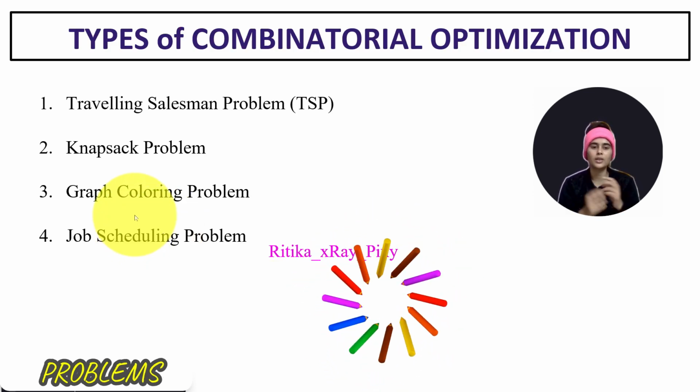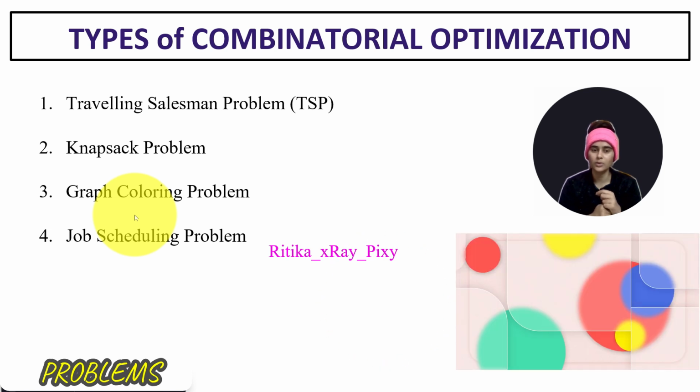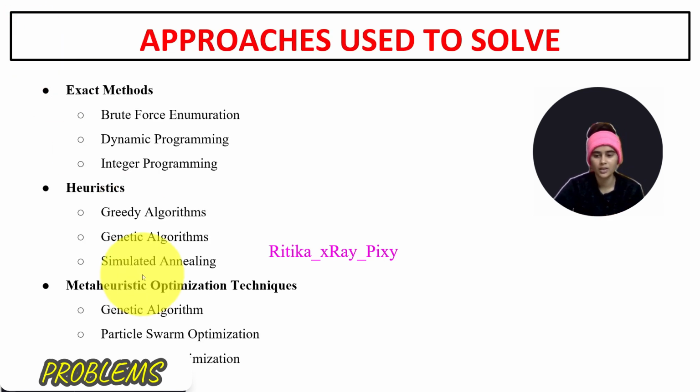And in graph coloring problem we assign colors to the vertices of a graph so that no two adjacent vertices have the same color. And in job scheduling problems, tasks are assigned to the resources over time to optimize a given objective. Here the objective can be either to minimize the completion time or maximize the resource utilization. You can use any method to solve these problems.